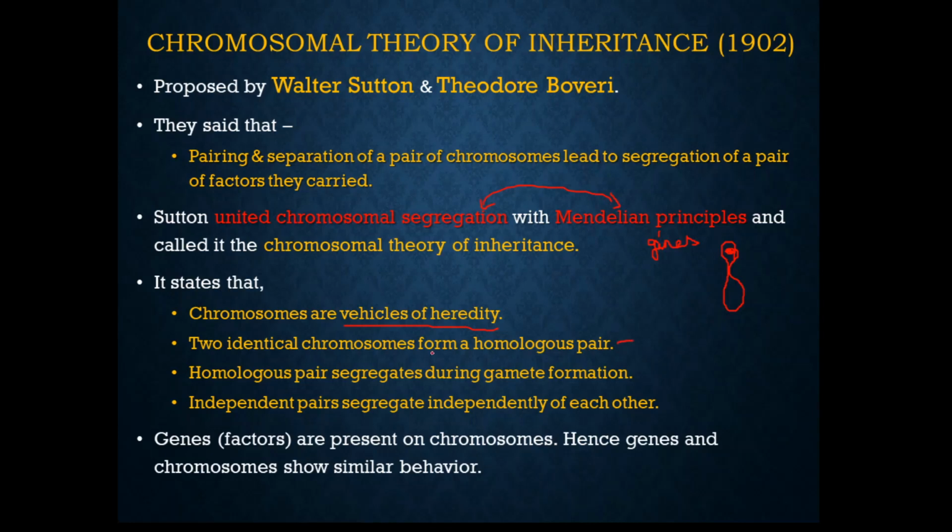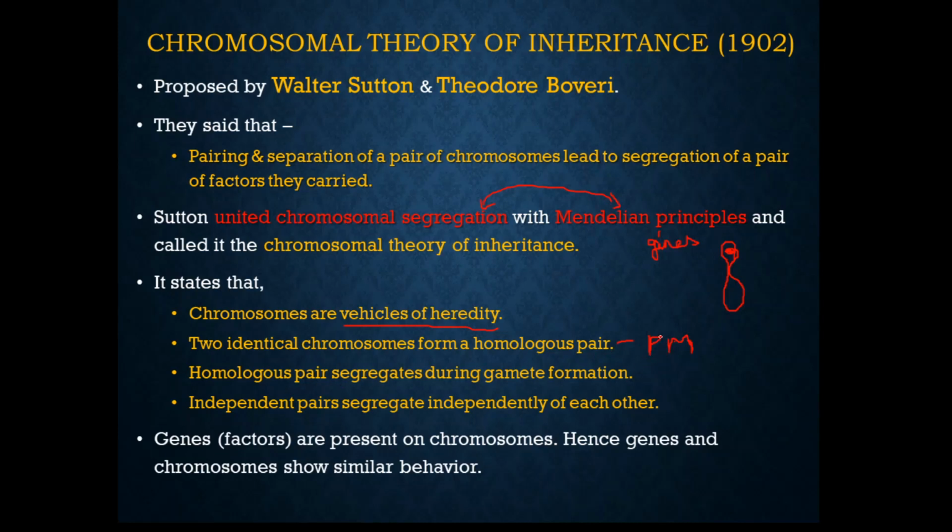And of these homologous chromosomes, one comes from the father, another comes from the mother. So one is maternal, another is paternal. We have two sets of chromosomes. We say that we are diploid, which means we have two sets of chromosomes, one paternal and one maternal. So the paternal chromosome and maternal chromosome are paired and they are homologous. Homologous means they are the same. So they are similar, and these homologous pairs of chromosomes segregate during gamete formation.